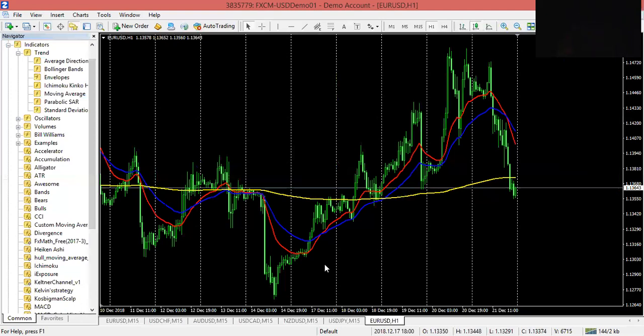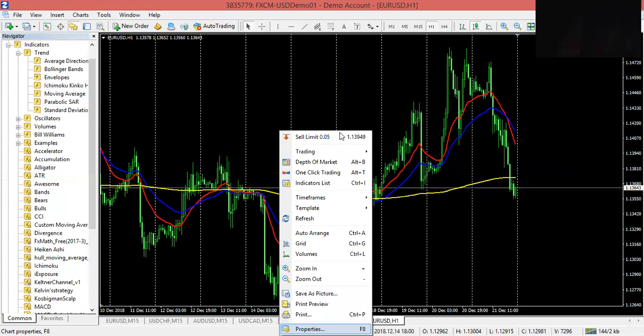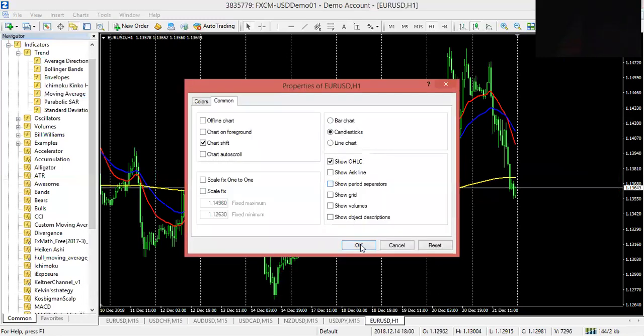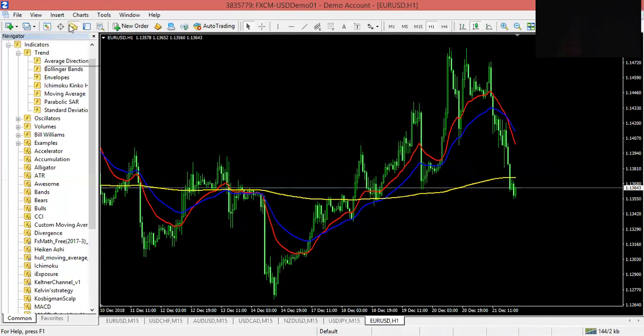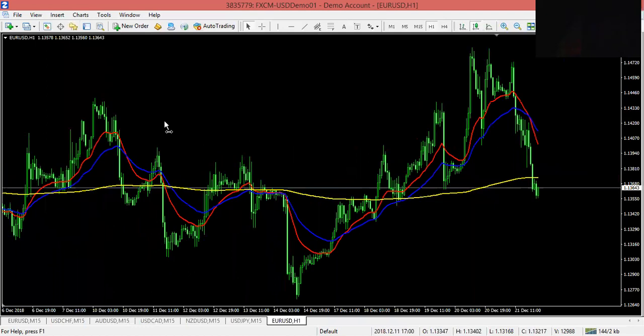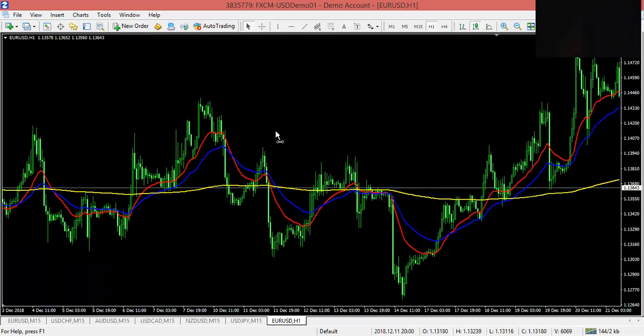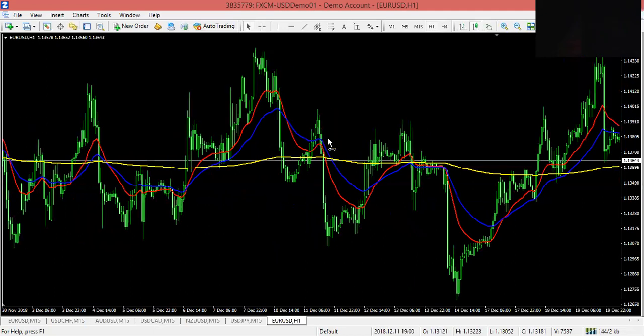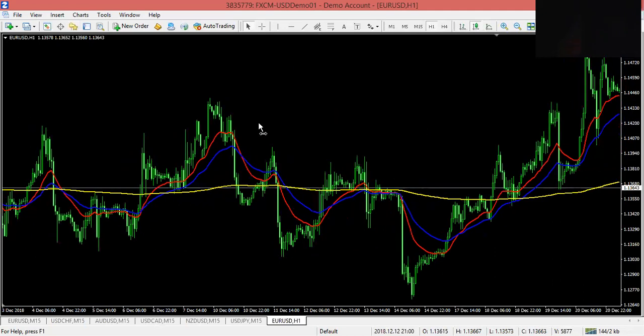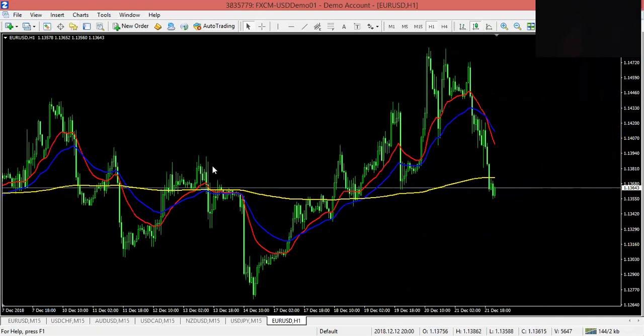Now looking at this, let me remove these separators so that it won't make everything look too shabby. Now in this kind of system, this is what I want to do. Now this yellow line is my 200, isn't it? So anytime the candlesticks are above my 200, I'm looking to buy.